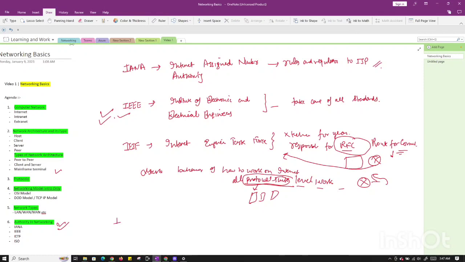Then we have ISO, International Organization for Standardization. They are responsible for layer concepts.